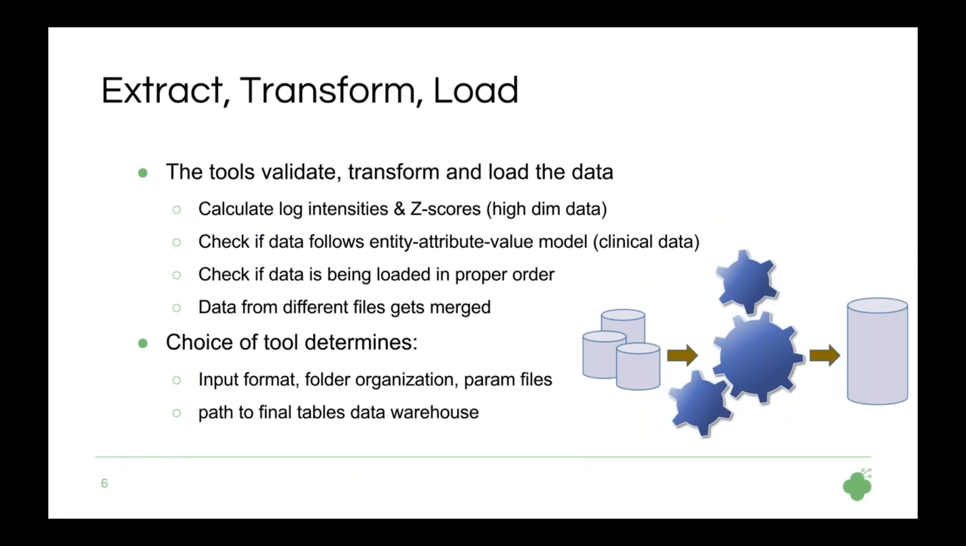Some examples of what is happening when you model the data for tranSMART. For example, when you load omics data, there is a step where expression values get calculated into log intensities and z-scores. There are checks if the data follow the entity attribute value model, if the data gets loaded in a proper order. And you could also potentially use different input files in one loading job, and these files need to be merged.